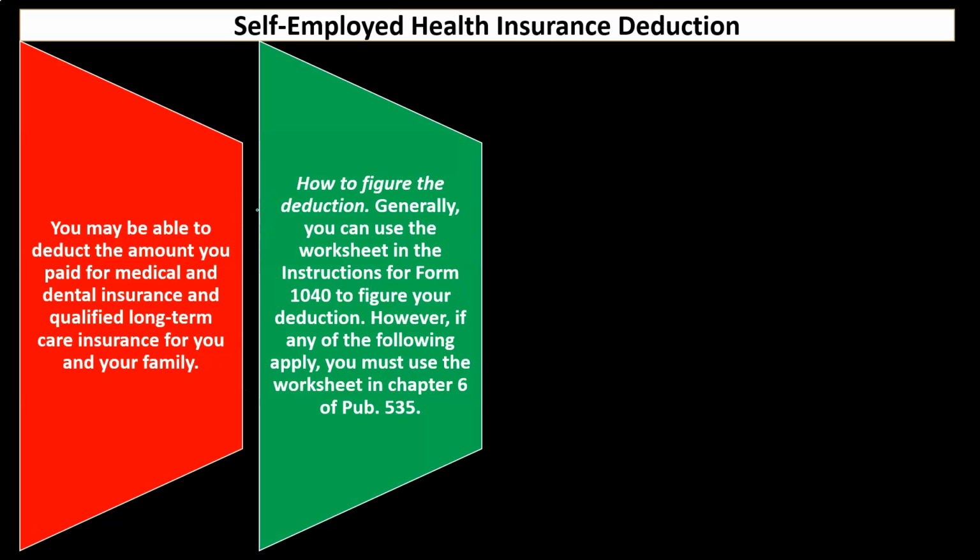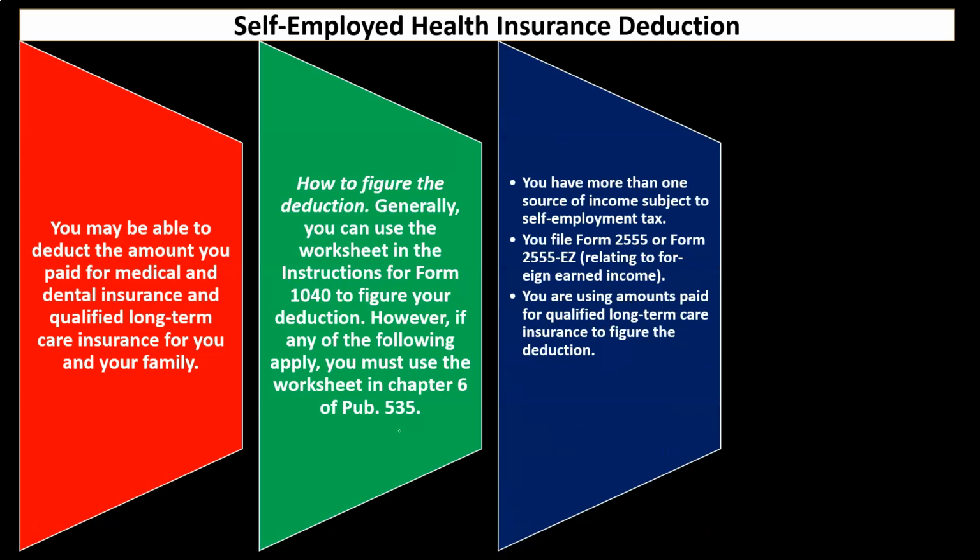How to figure the deduction: generally you can use the worksheet in the instructions for Form 1040. So a place to start your research would be the 1040 form. You can go to the IRS website, irs.gov, look at the Form 1040 instructions, and you'll find information related to self-employed health insurance. However, if any of the following apply, you must use the worksheet in Chapter 6 of Publication 535. These things are going to complicate matters a little bit, so you may have to move from the Form 1040 instructions to Publication 535, which you can also find on the IRS website at irs.gov.